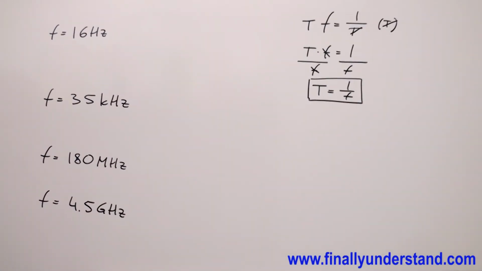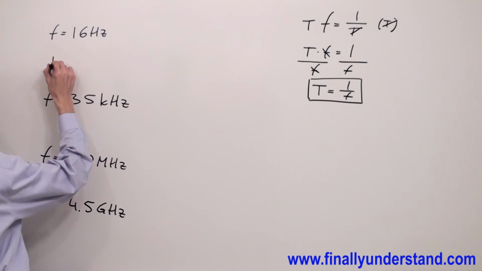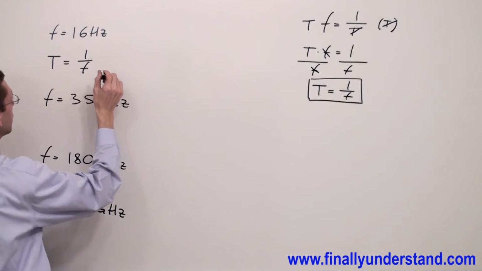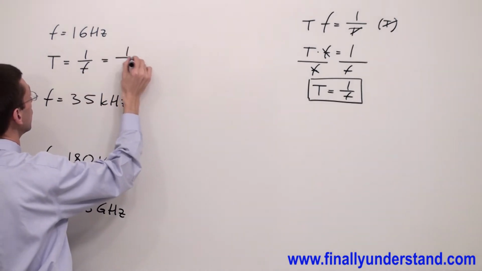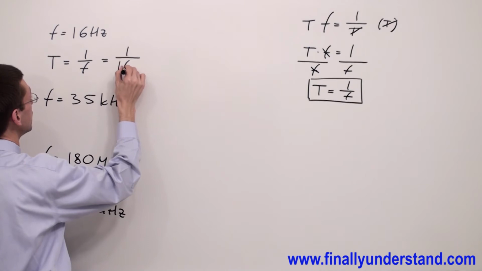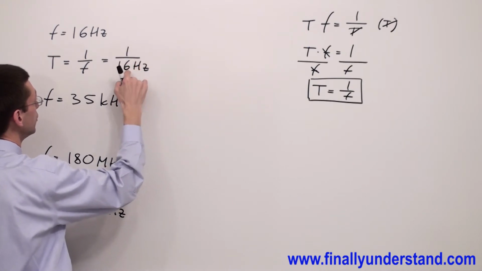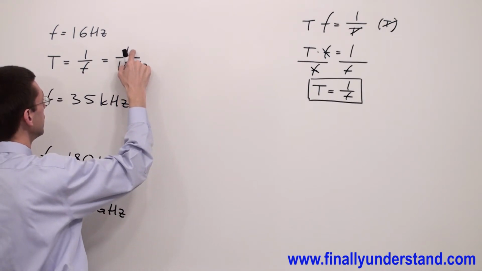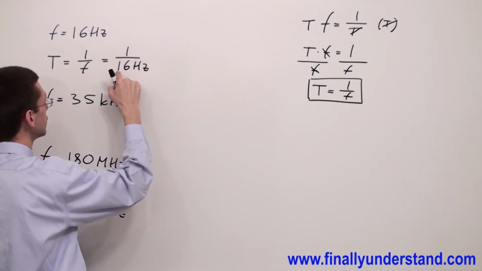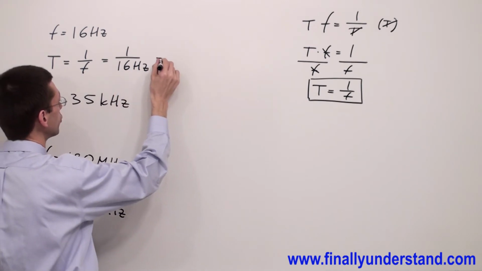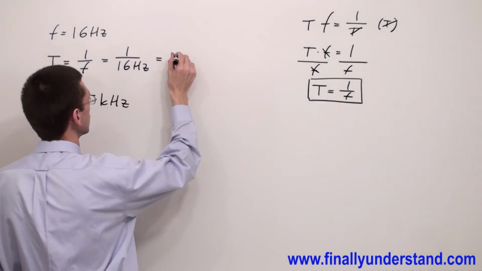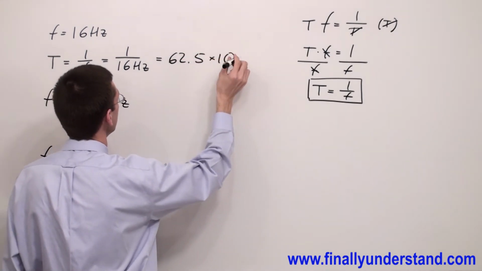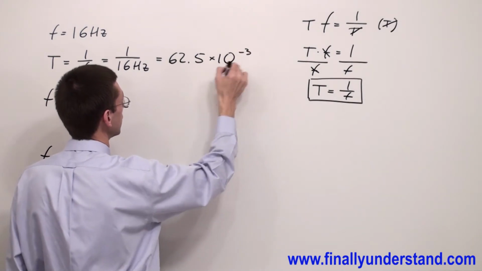Let's take a look at the first example. We're supposed to find the period, and T is equal to 1 over f. This is equal to 1 over 16 hertz. Because I have no prefix, I simply enter this fraction into the calculator by 1 divided by 16, and you're supposed to get the answer 62.5 times 10 to negative 3 on your calculator.